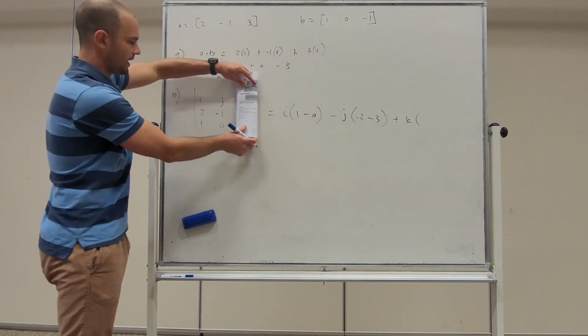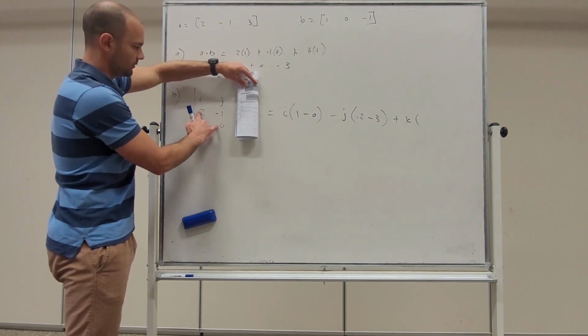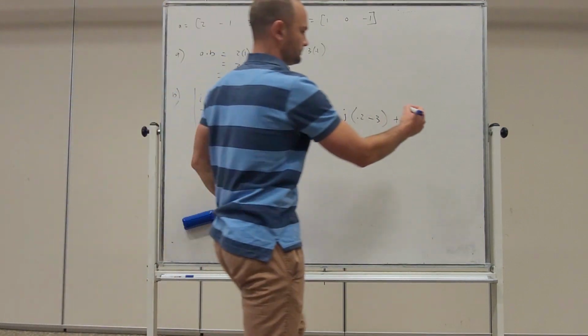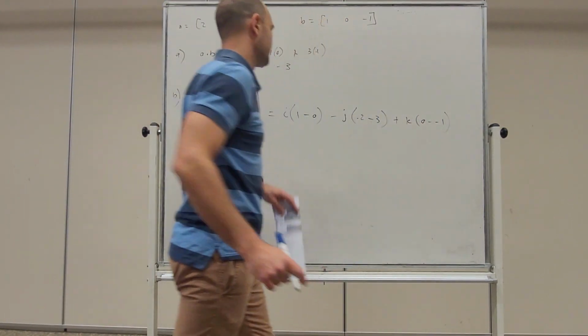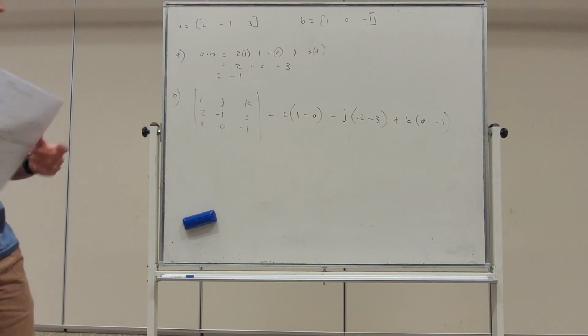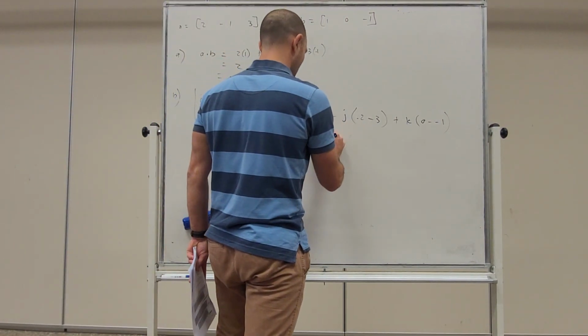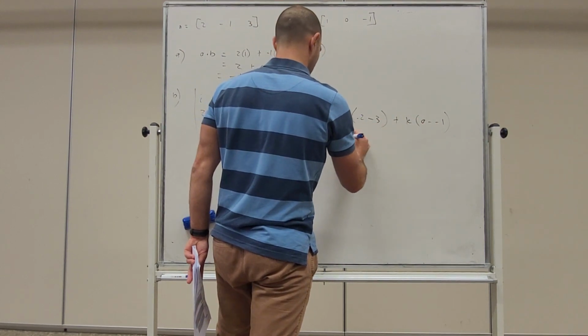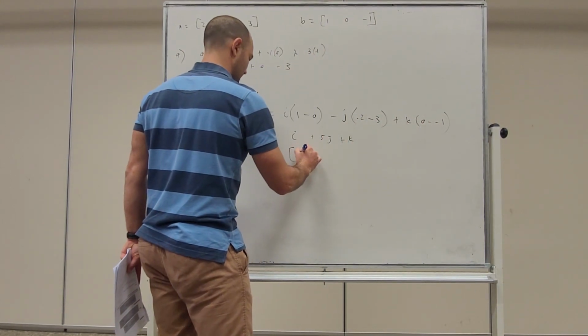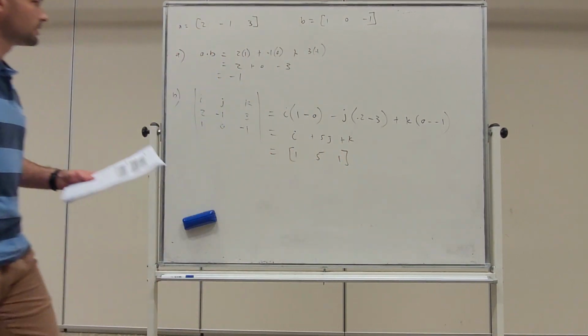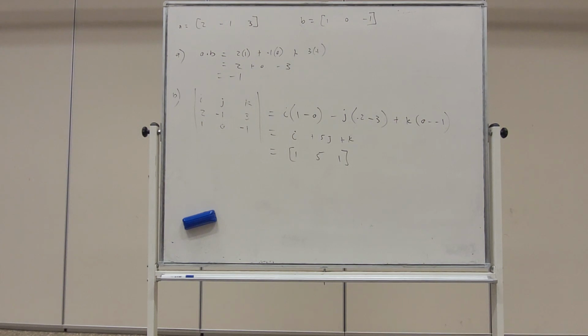Cover up our k. AD, so 2 times 0 is 0, take away minus 1. So let's evaluate that. We have i plus 5j plus k. So the vector that's the cross product is 1, 5, 1. So we've found A dot B and A cross B. That's our answer to part A.